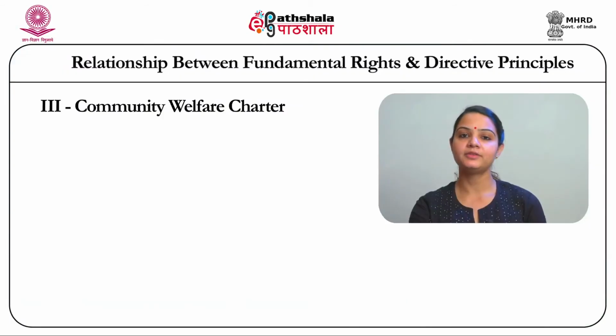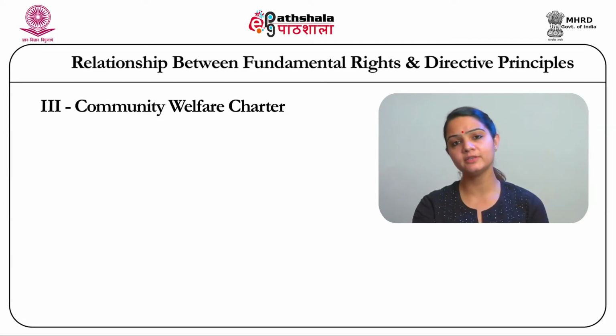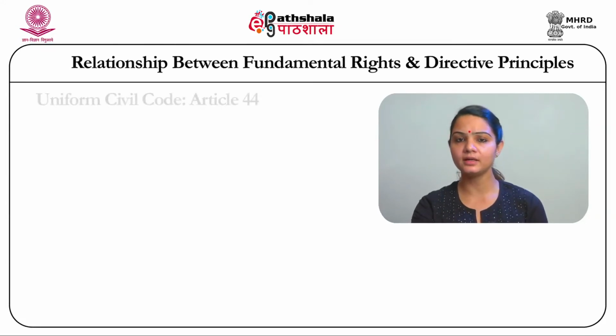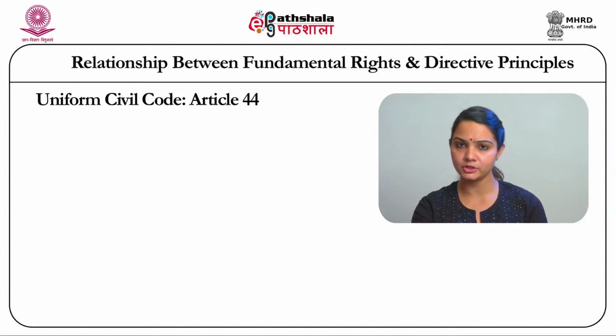Next charter that we will discuss is the Community Welfare Charter. And the first directive under the Community Welfare Charter is enshrined in Article 44 of the Constitution, which deals with Uniform Civil Code. Article 44 provides that the state shall endeavour to secure for the citizens a uniform civil code throughout the territory of India.